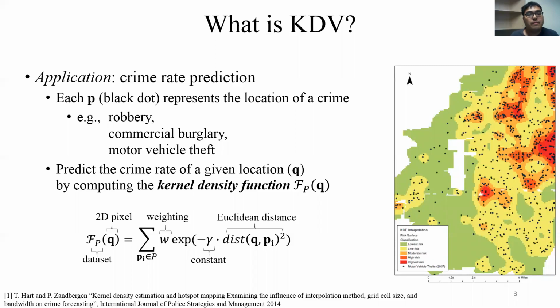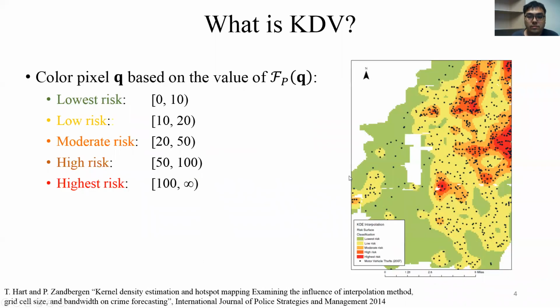Here I use crime rate prediction as an example to illustrate the concepts. First, you can see that there are so many black dots here. Each black dot represents the location of a crime, for example, robbery, commercial burglary, or motor vehicle theft. Our goal is to predict the crime rate of a given location q based on computing the kernel density function F_P(q), and the kernel density function can be found here. After we compute the kernel density function value for each pixel q, we can classify or color pixel q based on the value of F_P(q).